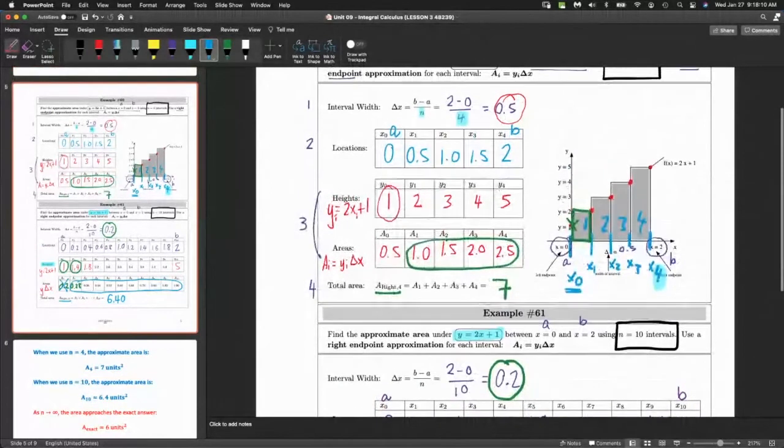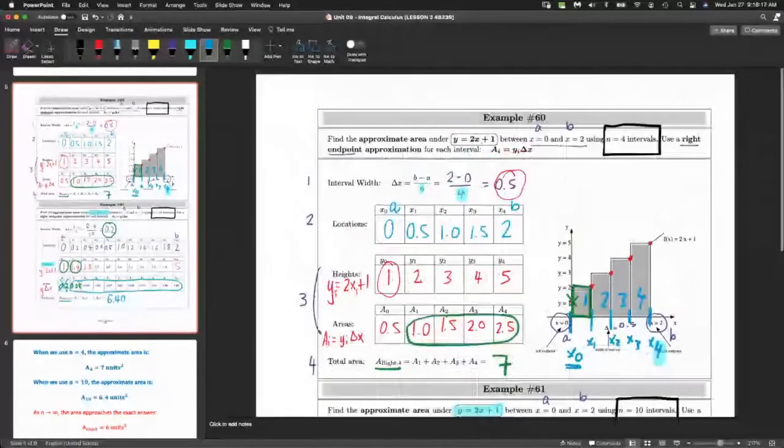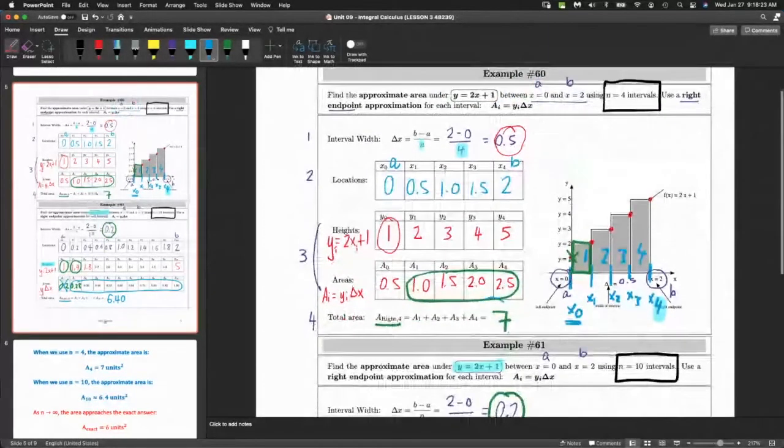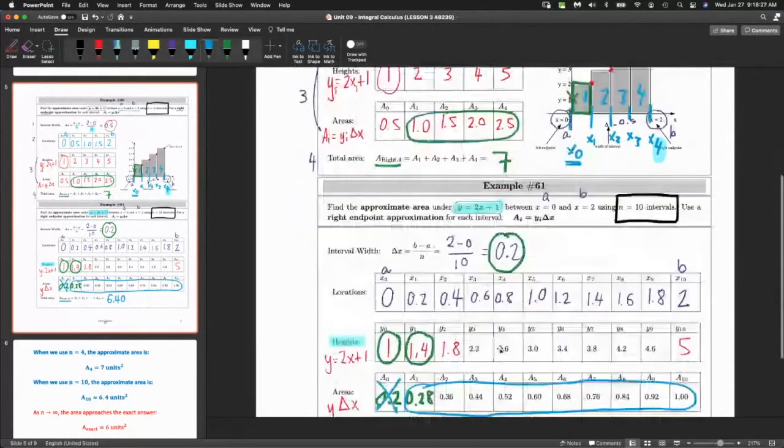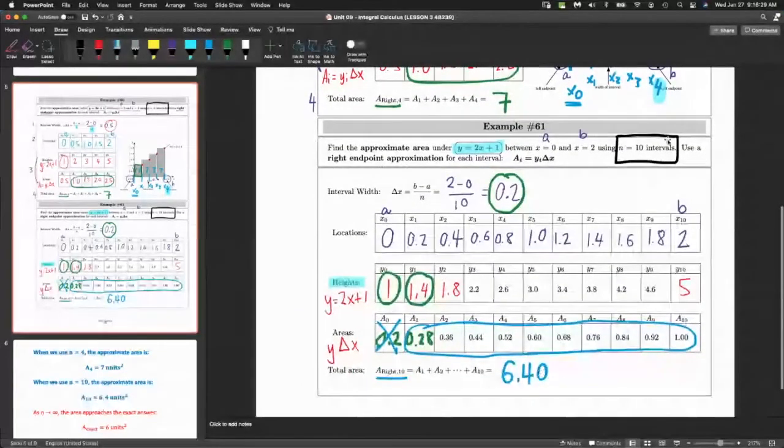And I said to you that for the area, we got an answer of 7 for this equation here, y equals 2x plus 1, from x equals 0 to x equals 2. We got an answer of 7. It's pretty good, but too much, it was overestimating. So we went with more rectangles. We went with 10 rectangles, and you got an answer of 6.4.